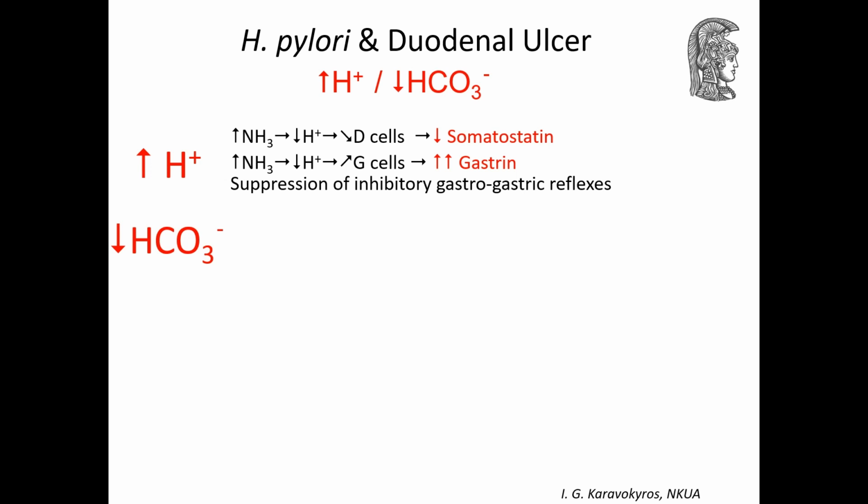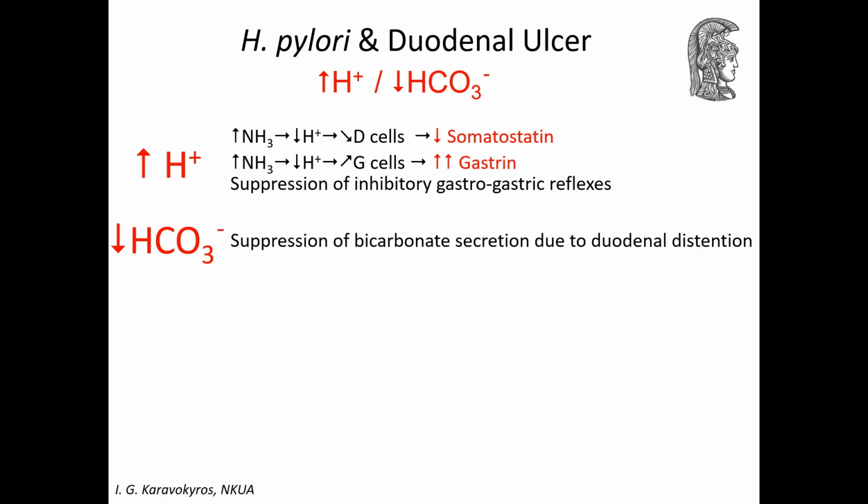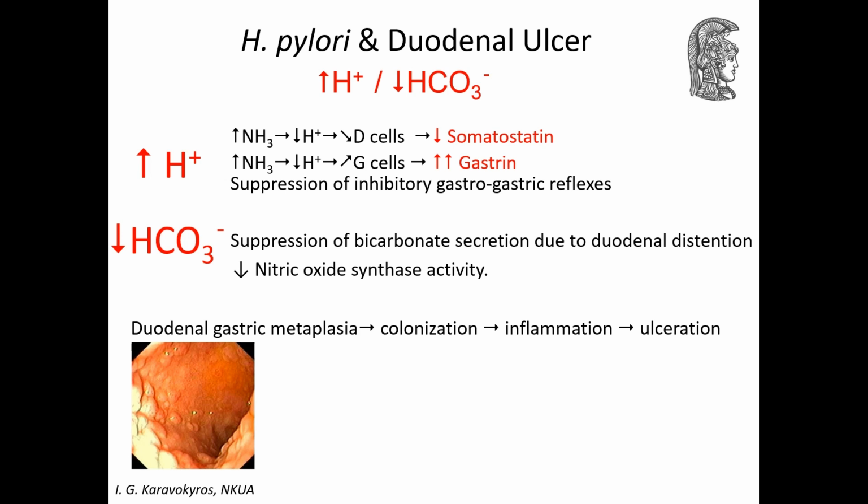Helicobacter infection also decreases bicarbonate secretion through duodenal dilatation, and by decreasing the activity of nitric oxide synthase. The acidic gastric content leads to gastric metaplasia of the duodenal bulb, which is subsequently colonized by Helicobacter and inflamed, contributing to the ulceration of the adjacent normal duodenal mucosa.